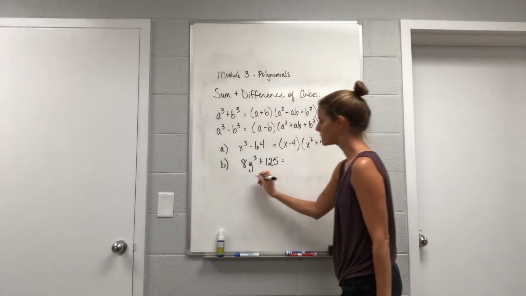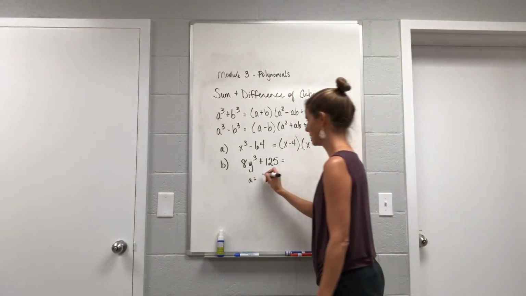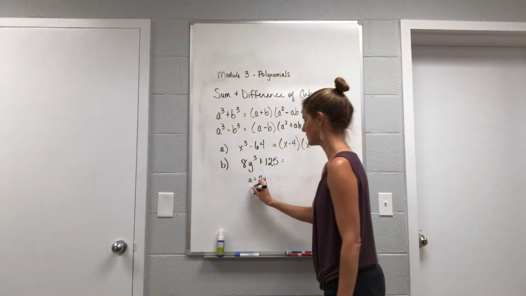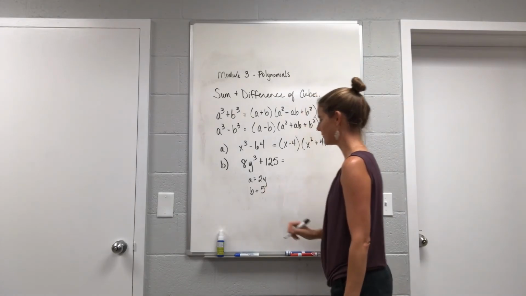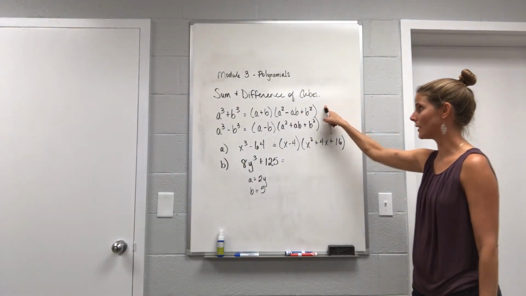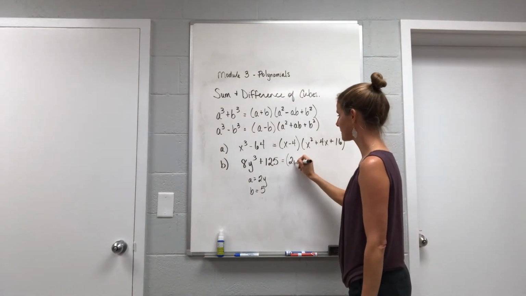All right, in this case, what am I cubing to get 8y cubed? It would be 2y. 2 cubed equals 8, and y cubed is the y cubed. And then b, what am I cubing to get 125? That would be 5. And then I'm just going to plug this directly into this formula. Again, this is a sum, so I'm plugging it in here. So a plus b would be 2y plus 5.